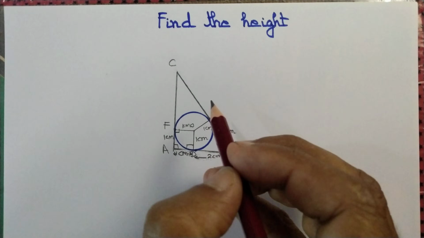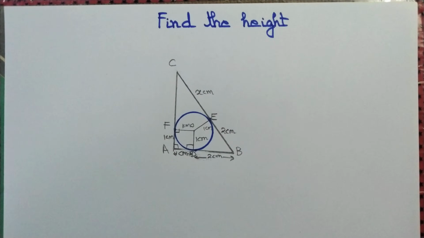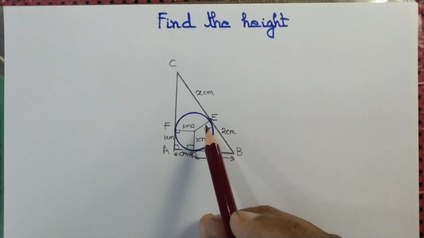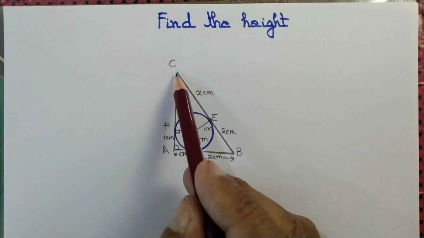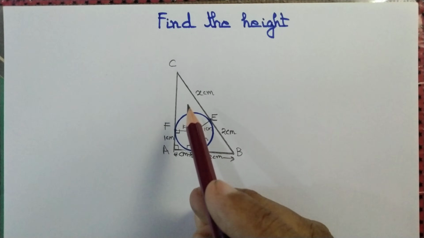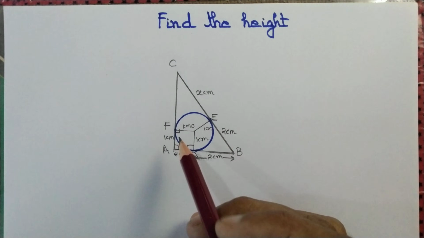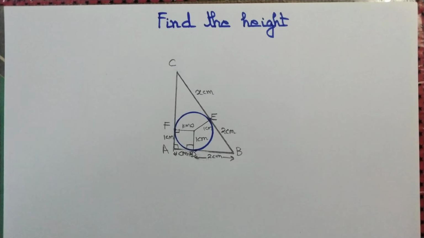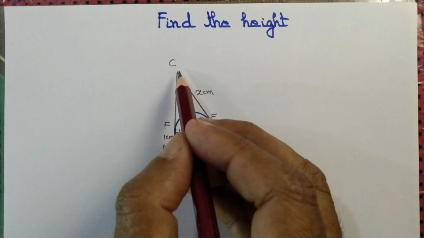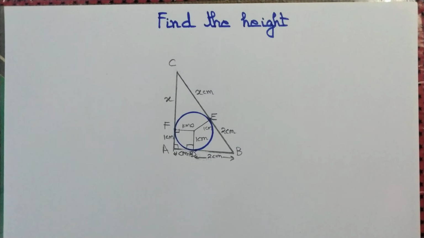Let us call side CE to measure x centimeters. Once again, C is the external point to the circle, and from C we can see tangents CF and CE, and CE and CF are actually lengths of tangent, so those should be equal, and CE must be equal to CF. We can apply Pythagoras theorem and solve for x.